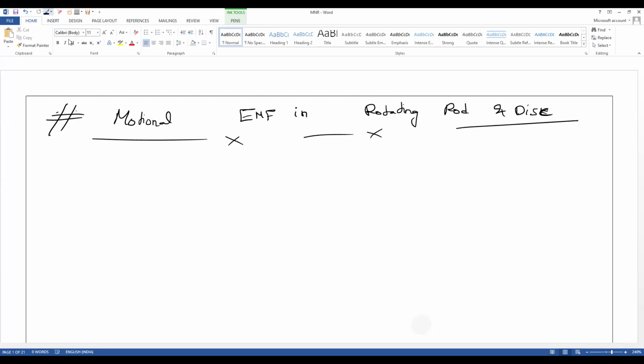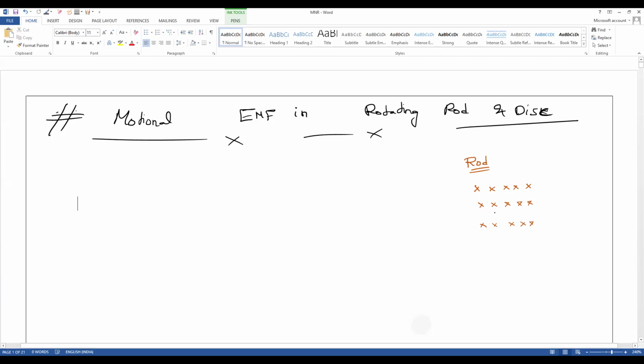First, let us imagine what we already studied: motional EMF in a rod generally. A rod is moving in a magnetic field. So let me consider a magnetic field. Just remember, what is the direction of the magnetic field? Direction of magnetic field: into the page.